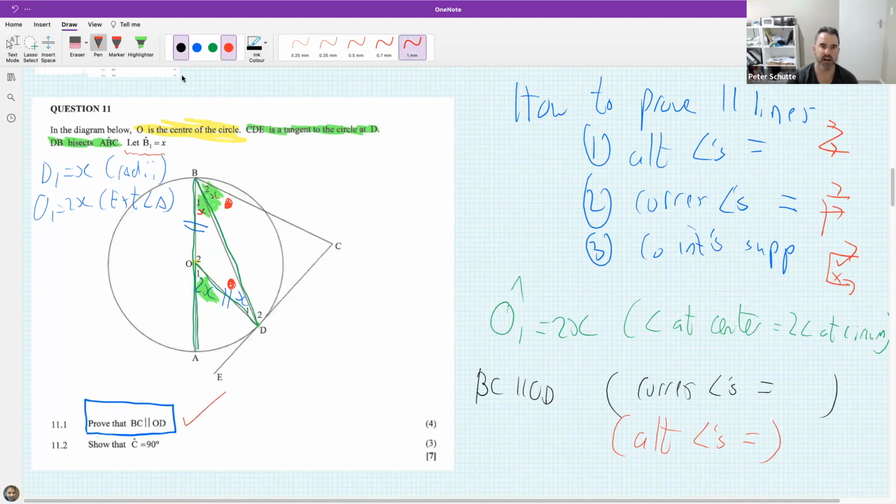So we've done that one. I now want you to try and do this one. Show that C is 90. How did we find B2 is x? Josh, at the very beginning, it said that DB bisects ABC, which means cut in half. And it said let B1 equal x. So if B1 is x and this line cuts it in half, that must be the same.